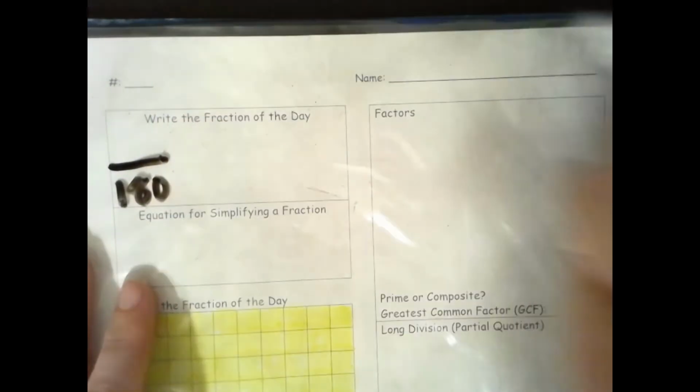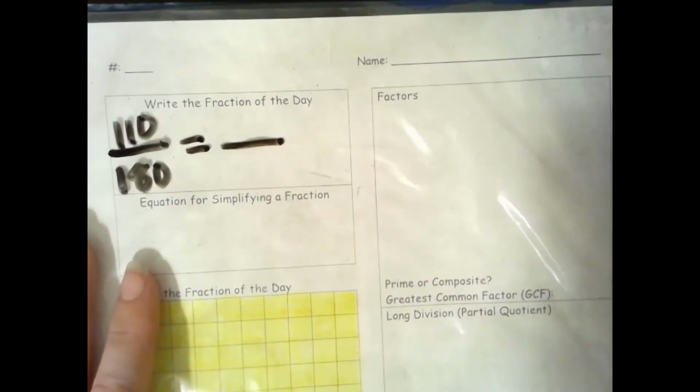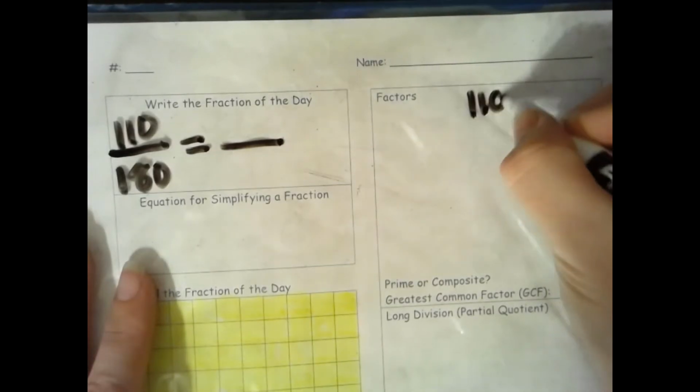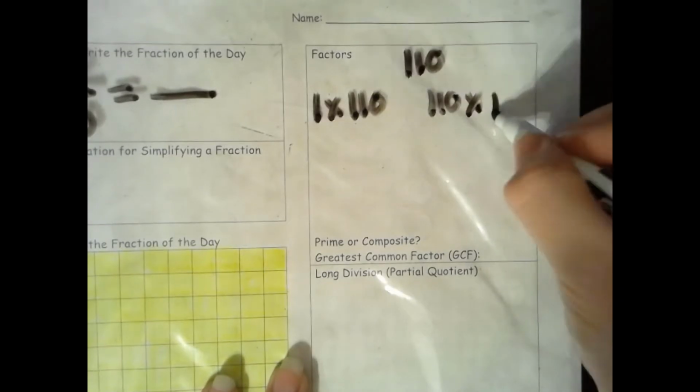Day 180, we have a total of 180 school days. We're on day 110. Let's find the factors of our numerator. Two factors we always know are 1 and the number itself. Using the commutative property of multiplication, I can write it as 110 times 1.